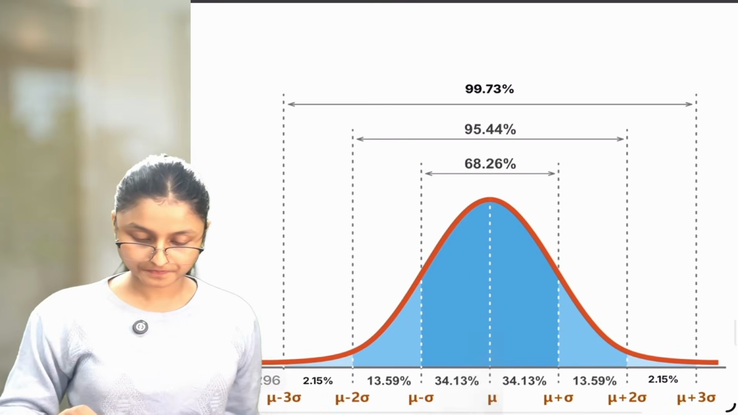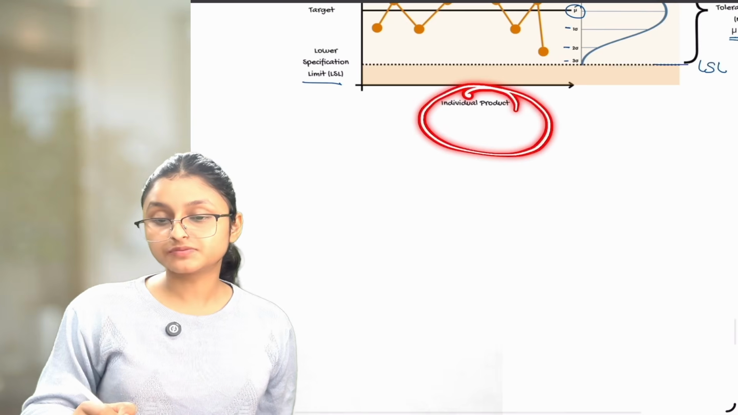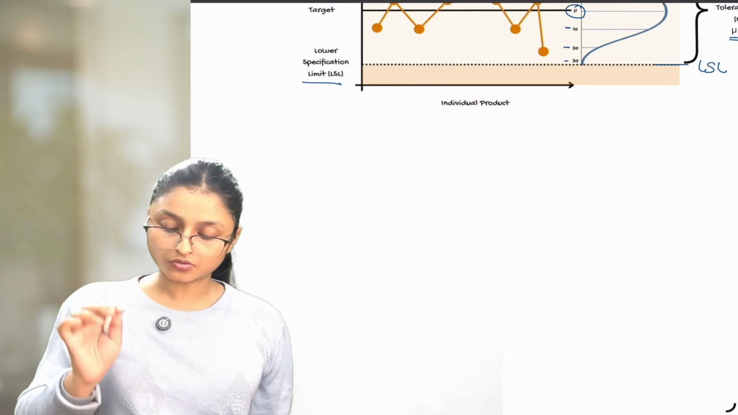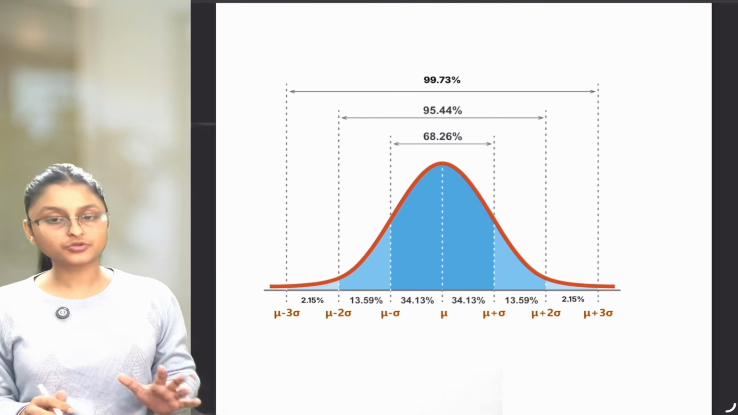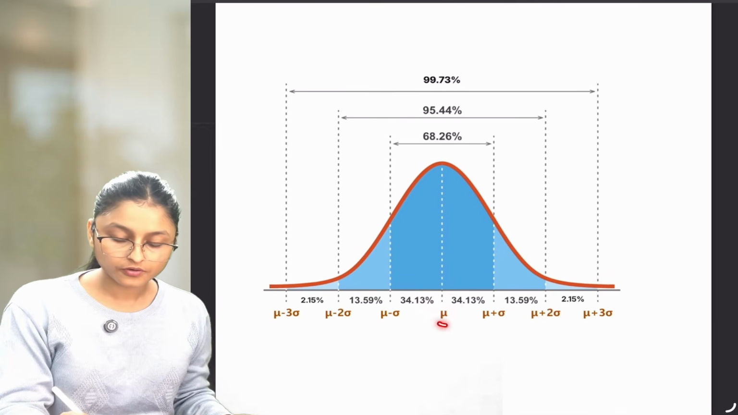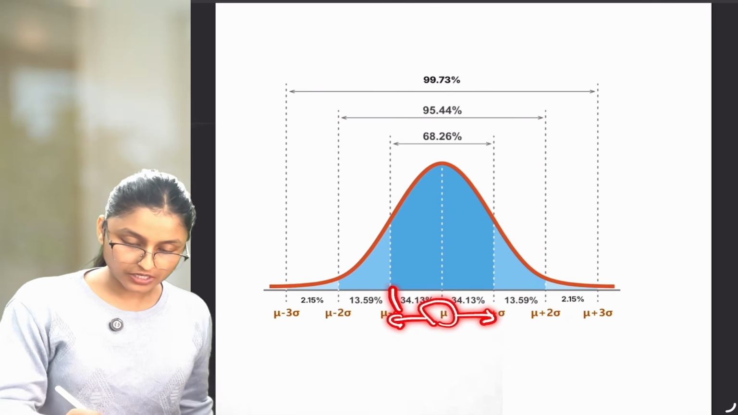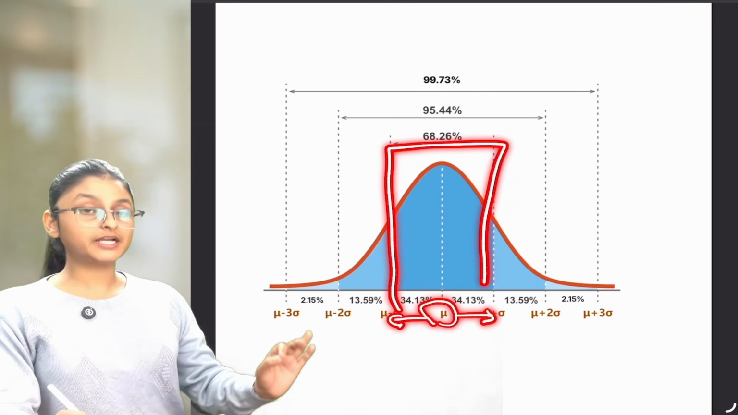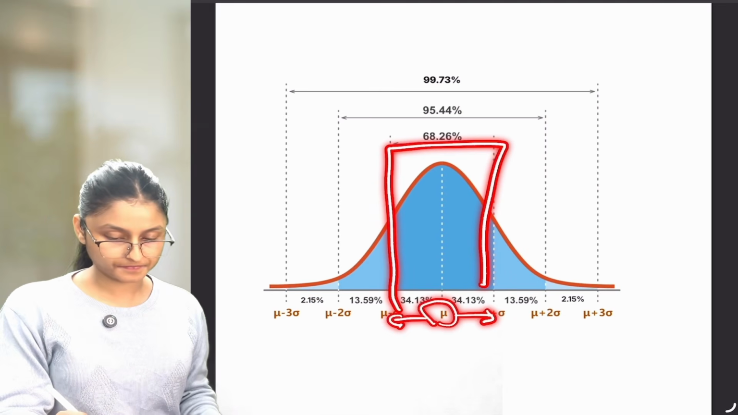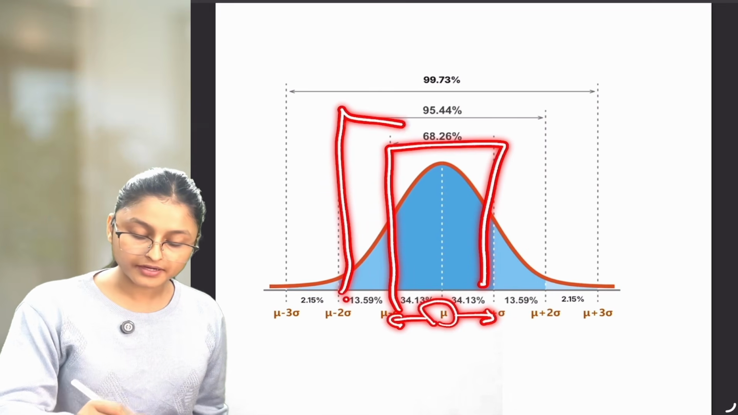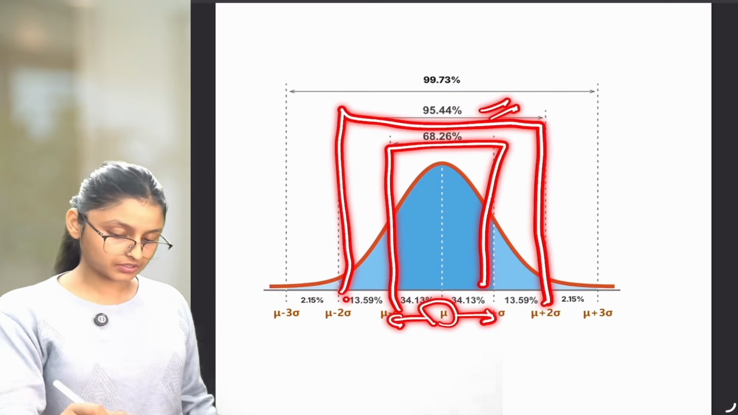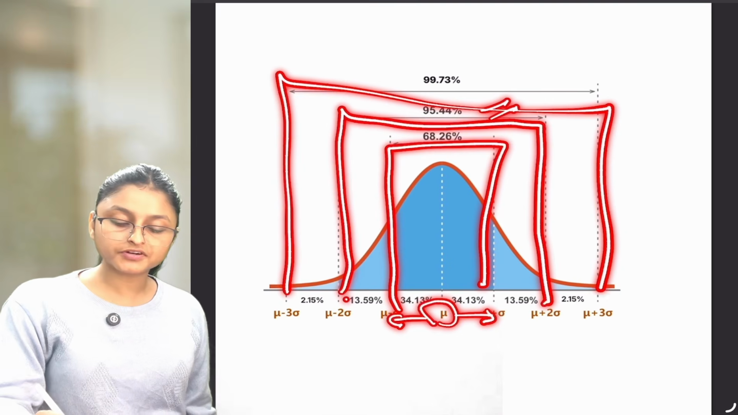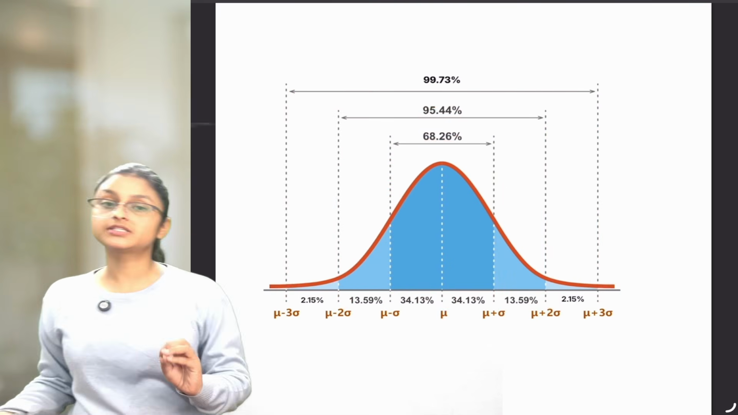Done. Next. Here we mentioned that this will be checked for individual product, not only for samples. Now, this is your normal distribution curve, and if you notice, if you go from mu to 1 standard deviation here and 1 standard deviation here, we are only able to cover 68.26% of the output. When we go 2 standard deviation away from mean, we are able to cover 95.44%. When we go 3 standard deviation away from mean, we are able to cover 99.73%.